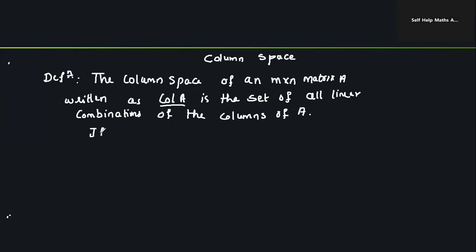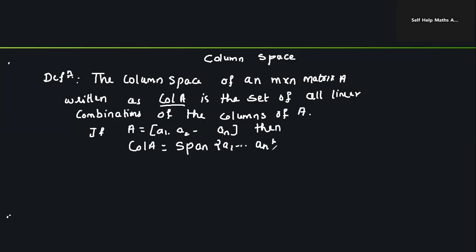That is, if capital A equals A1, A2, up to AN, then Col A is simply the span of A1 to AN. So let us understand what the definition says. To say that a matrix has a column space, what conditions does one have to obey? That is the important discussion of today.